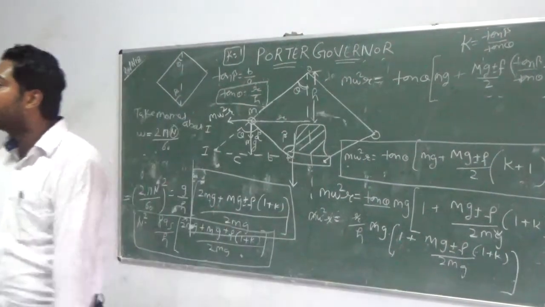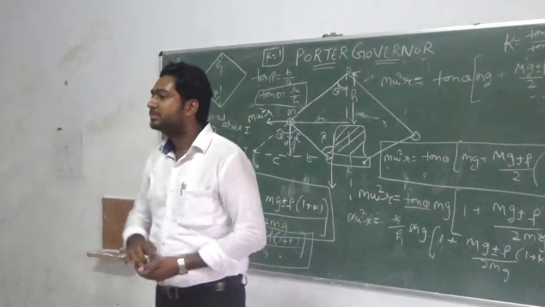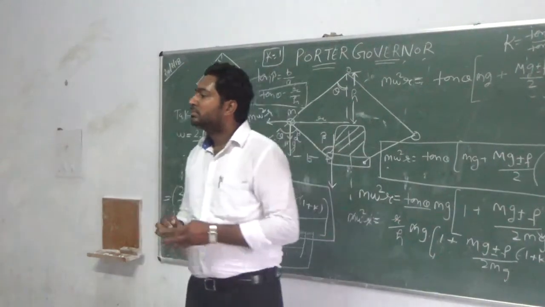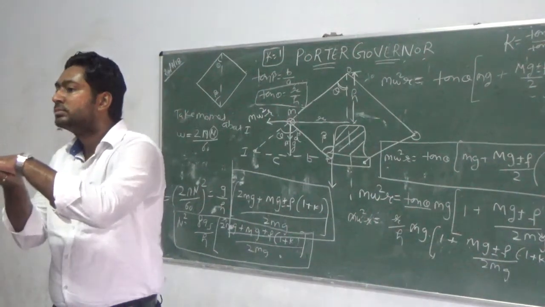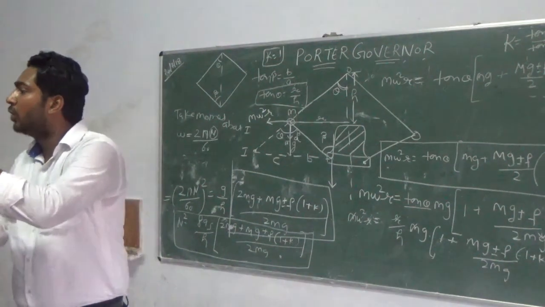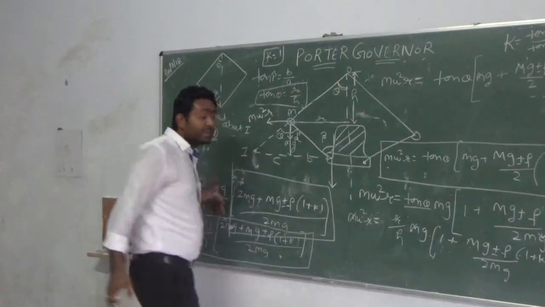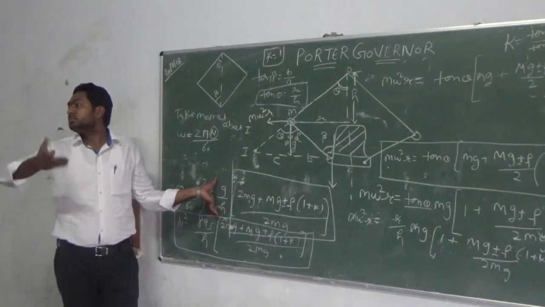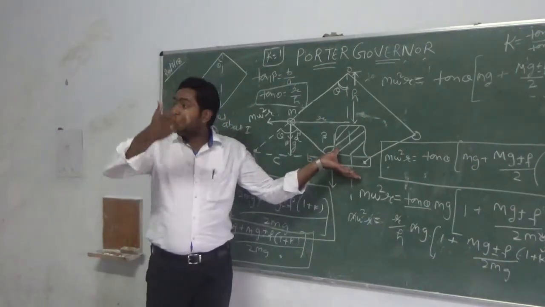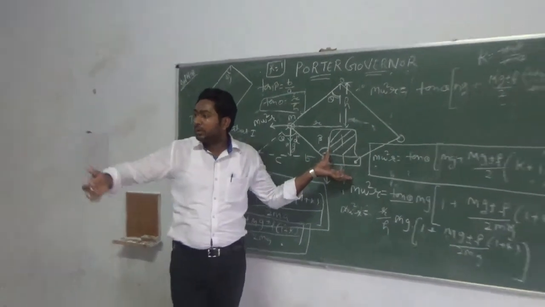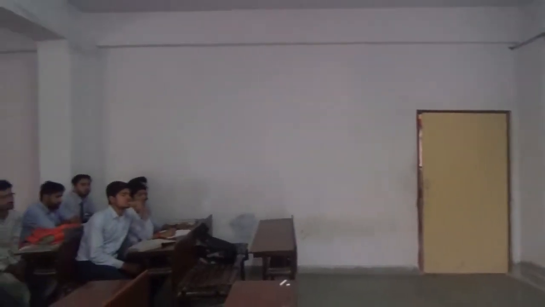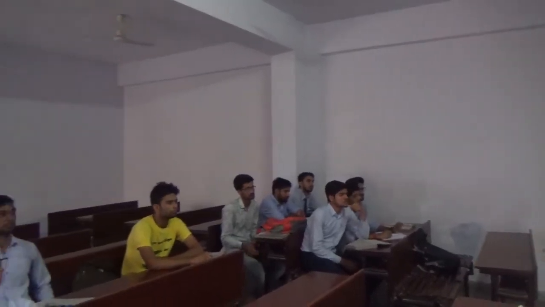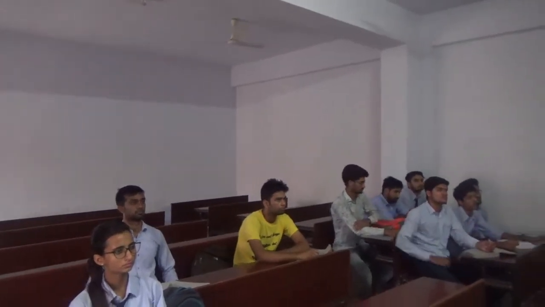What is the limitation of Watt governor? The sleeve movement is limited or very small. But in Porter governor there is greater sleeve movement. Higher the sleeve movement, greater the supply of fluid. Got it? Now take an example to know more about Porter governor.